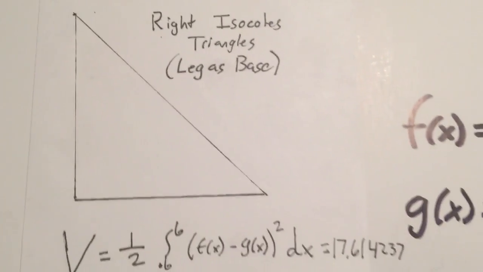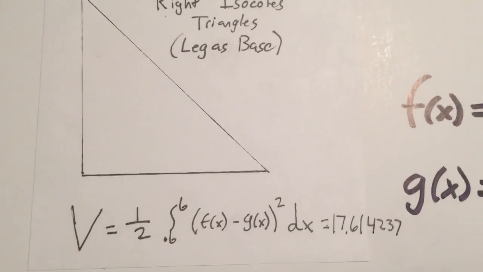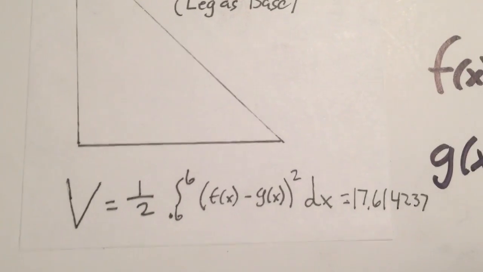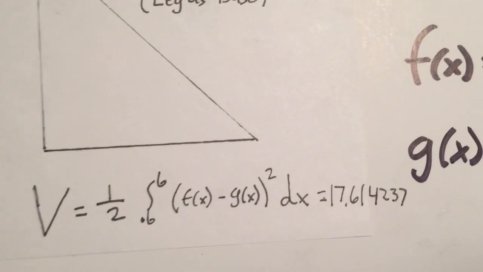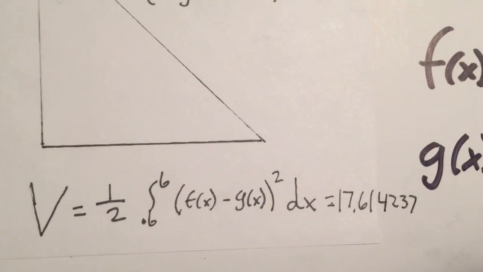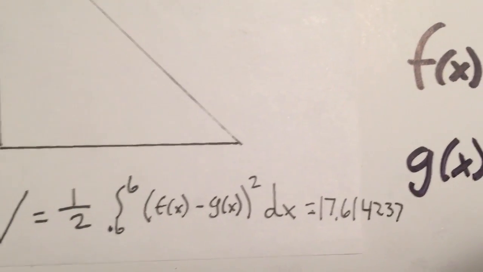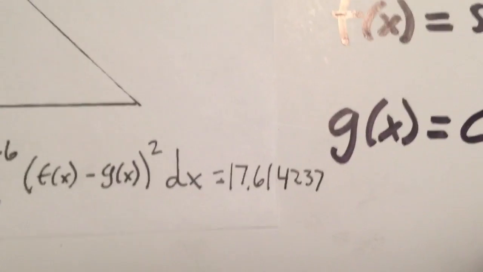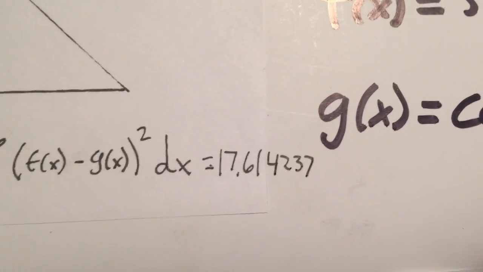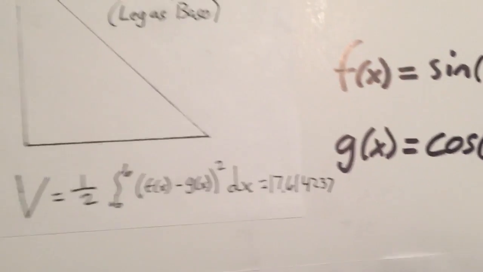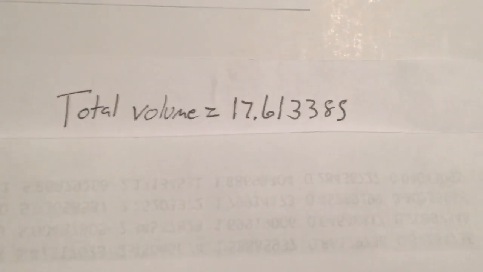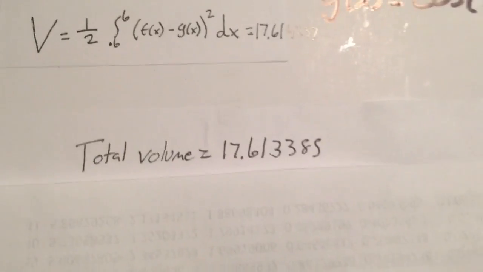Right isosceles triangles with the leg as a base. Volume equals the integral from 0.6 to 6 of f of x minus g of x squared with respect to x, times 1/2, 17.614237. And with my 41 laminations using Excel, 17.613385.